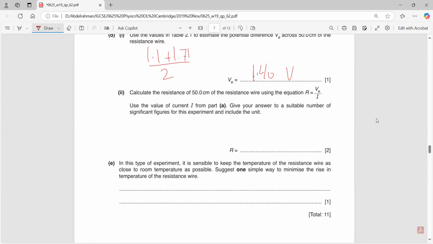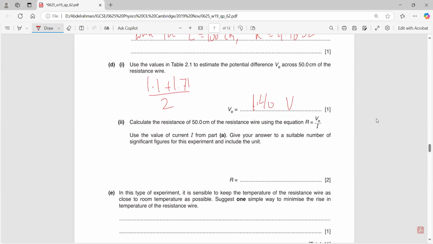Anyway, calculate the resistance of 50 centimeters of the resistance wire using R equals V over I. You have the estimate of the voltage, and you have the current. So all you need to do is divide 1.40 by 0.56. That will give you a resistance of 2.51 ohms.